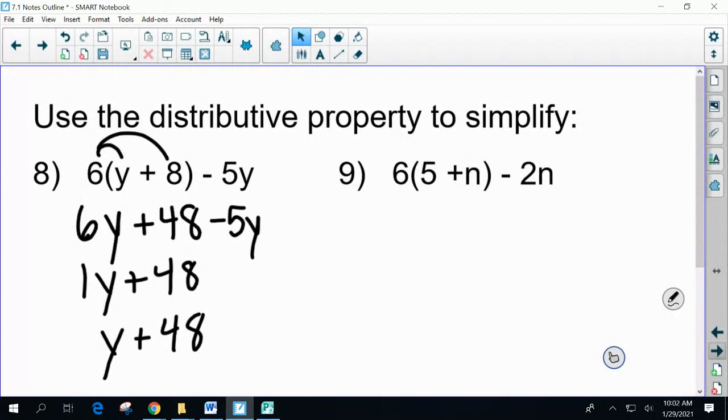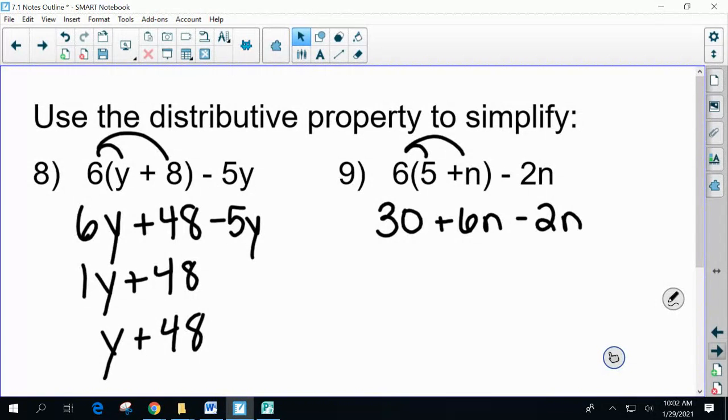Okay, so number 9, we're going to go about that same process. We're going to distribute this 6, so 6 to the 5 and 6 to the n. So 6 times 5 is 30. And then 6 times n, so plus 6n, and then minus 2n.